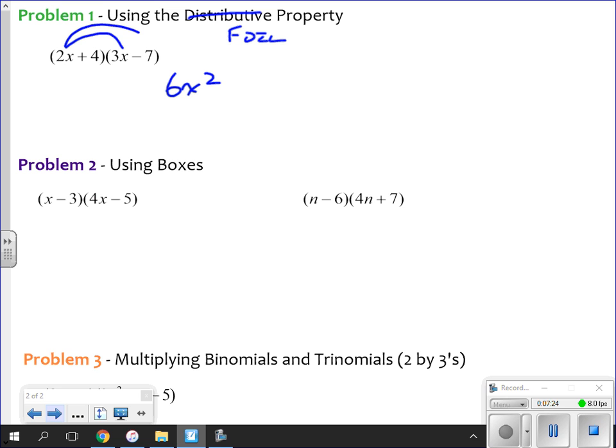Then I do the outer terms, 2x times negative 7. Negative 14x. And then I do my inner terms, 4 times 3x, plus 12x. And then I do my last terms, 4 times negative 7.